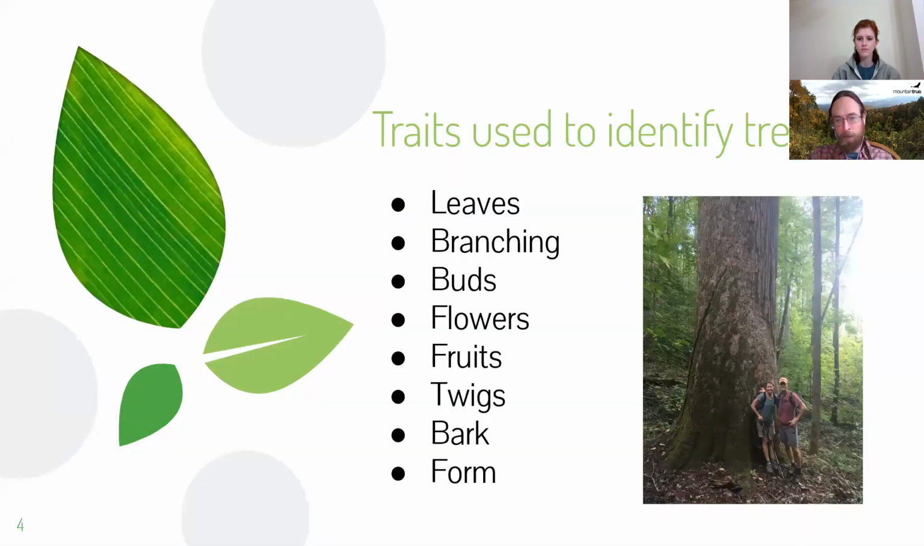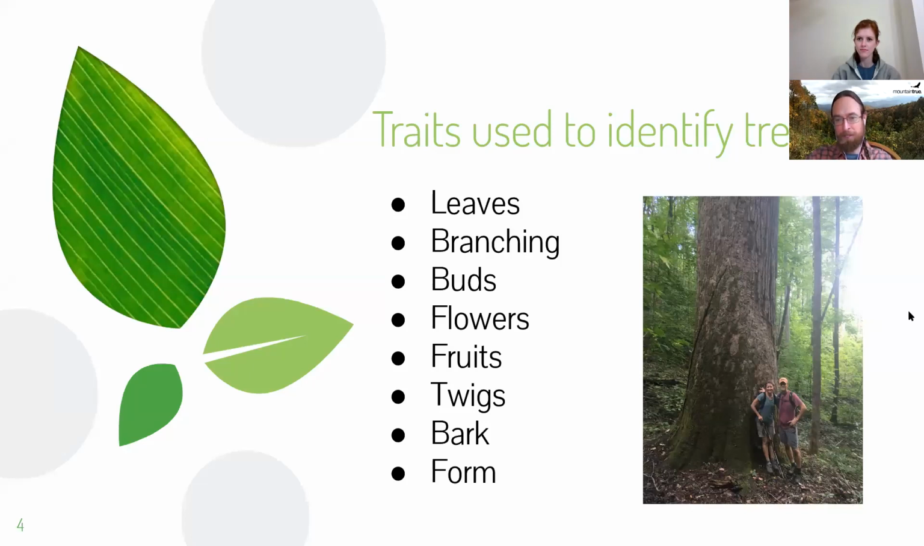When I'm out in the woods trying to identify trees, I try to take in as much information as I can. All these different things, leaves, branching, the buds on the trees, flowers, fruits, twigs, the bark, and the overall tree form are all really useful, as well as other cues like habitat and geography. There's lots of different cues that are useful in identifying trees.